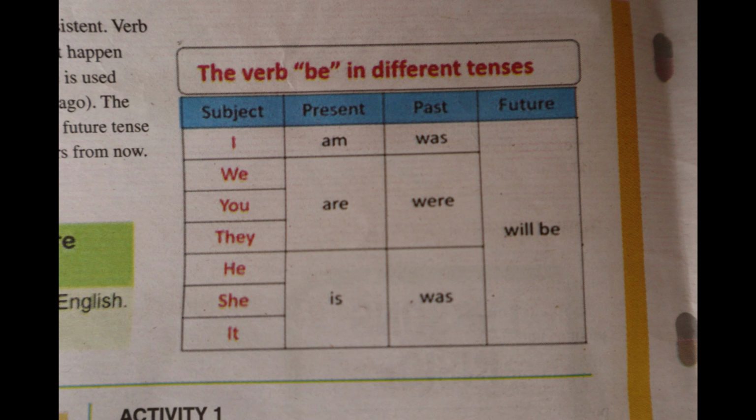He, she, and it, these are all singular forms of subject pronouns. So he is, he was, he will be. She is, she was, she will be. It is, it was, it will be.